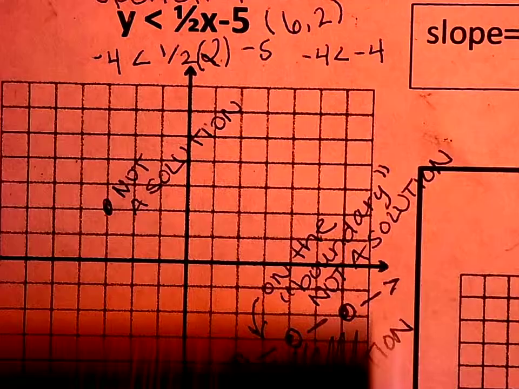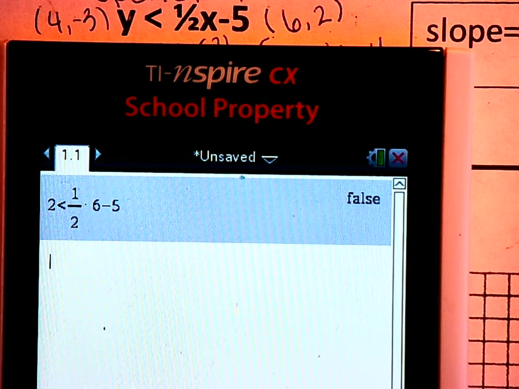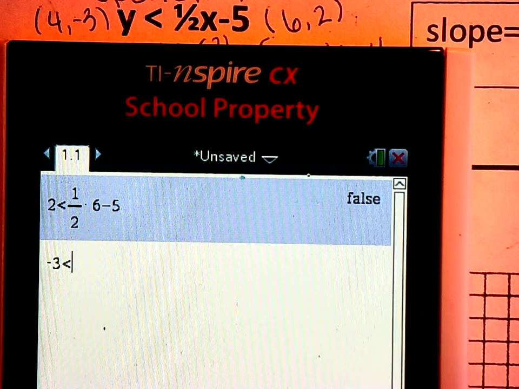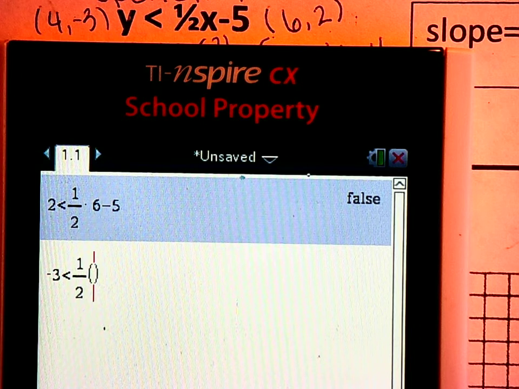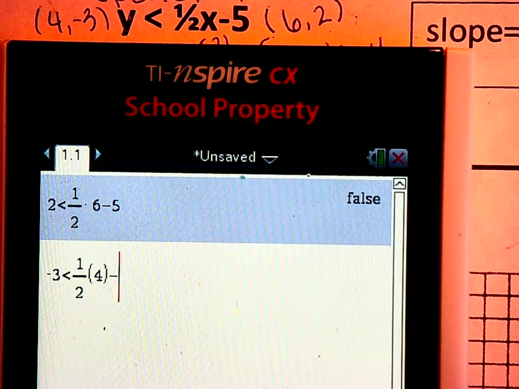Now let's do that again, but let's check the point 4, -3. Let's check that point. So instead of typing y, what am I going to type? What kind of 3? -3. Control, and then the button right beneath it. -3 is less than 1/2. What am I typing for x? What are we plugging in for x? 4. Because that's the point they gave us, or the point that we're checking. And then minus 5.